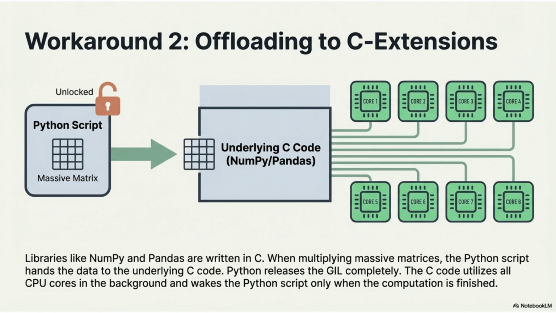Workaround 2 is offloading to C extensions. Libraries like NumPy and Pandas are written in C. When multiplying large matrices, the Python script hands the data to the underlying C code, and Python releases the GIL completely. The C code utilizes all available CPU cores.